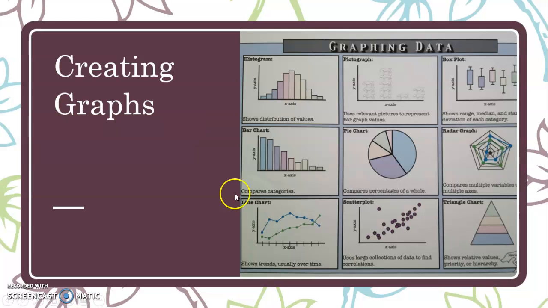Look right here, there's a whole bunch of different kinds of graphs: radar graphs, box plot, triangle chart, the scatter plot, the pictograph, but I'm going to mainly focus on the bar chart and the pie chart.